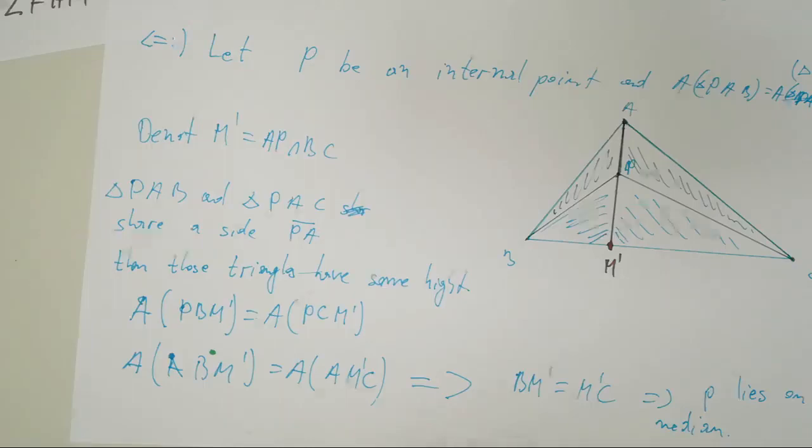As you see, the triangles ABM prime and ACM prime have the same height. So they must have the same base. The bases of these two triangles must be equal. So BM prime is equal to M prime C. Well, if BM prime is equal to M prime C, it means that the point M prime is the midpoint of BC, so P lies on the median.